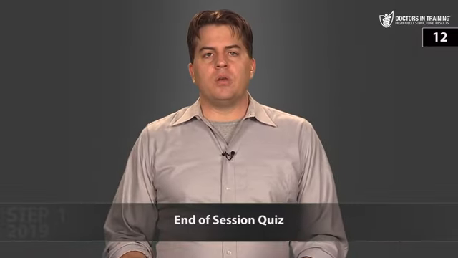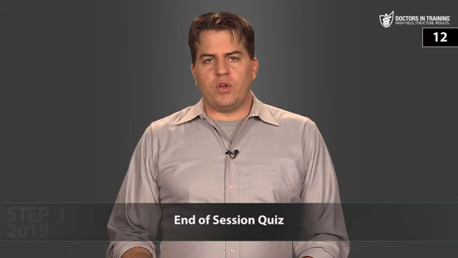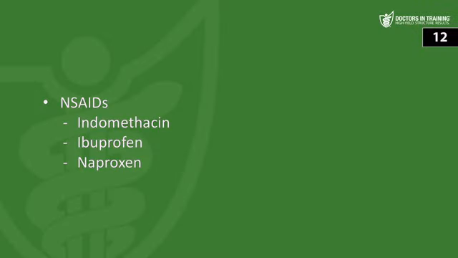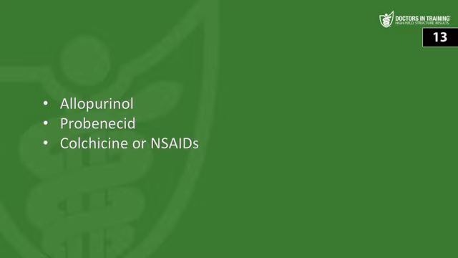All right, first question. What medications are used in the treatment of acute gout exacerbation? NSAIDs like indomethacin, or even run-of-the-mill ibuprofen or naproxen. You can use colchicine or you can use steroids. What drugs can be used in the treatment of chronic gout? Allopurinol most often, probenecid occasionally, or you can use colchicine or NSAIDs long-term if you choose.